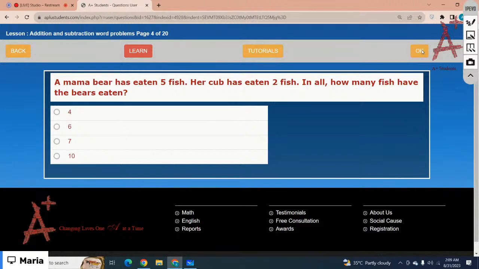So 5 plus 2 makes 7, right? That means the total fish the bears have eaten is 7. The correct option is 7.